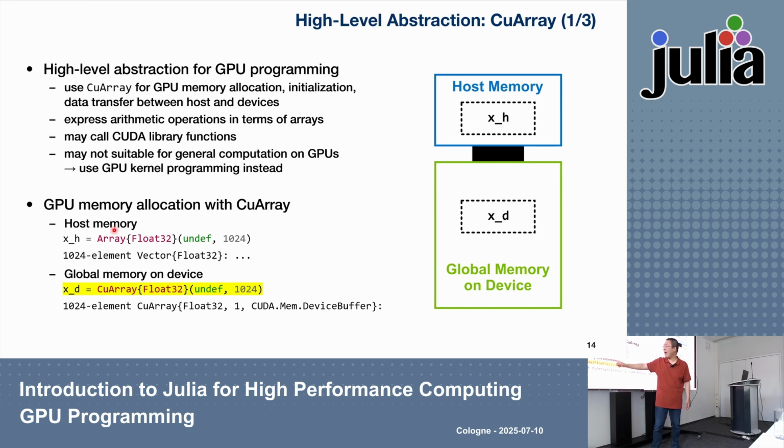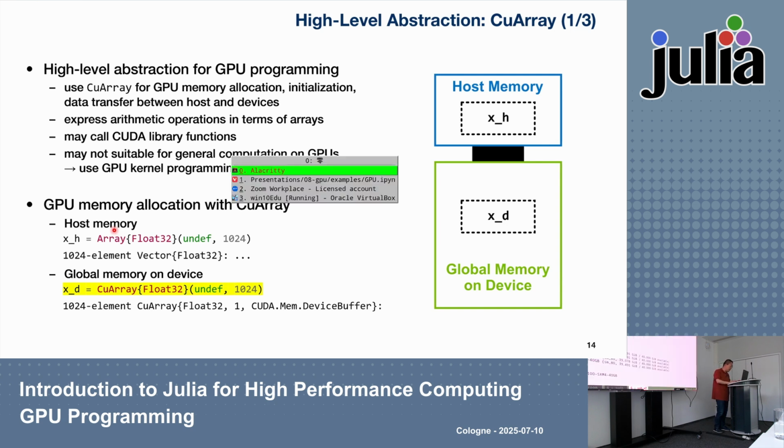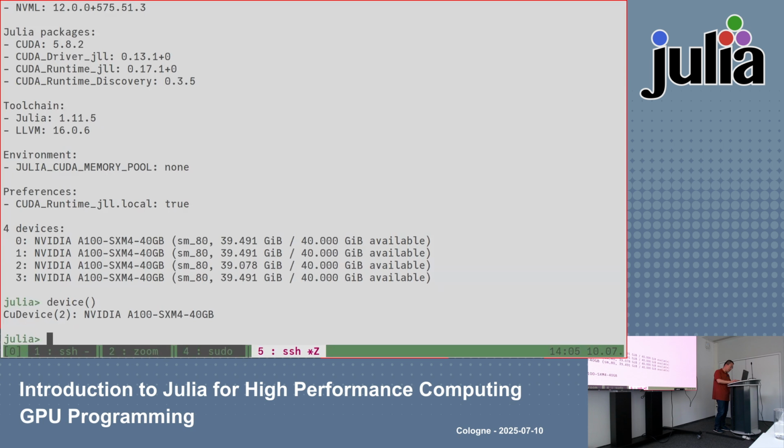And for GPU memory or the device memory, just put capital C and U in front of it. And here underscore d means device, or you can name it underscore gpu. And then you will have this memory located on the GPU, like you can see here. This is the host. This is the device, and this is really super easy.